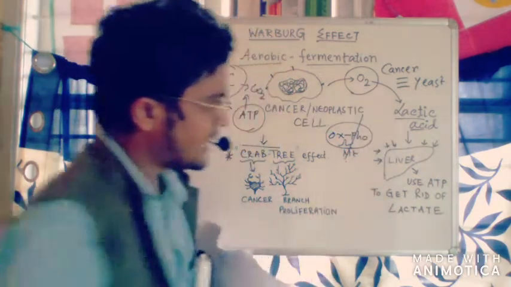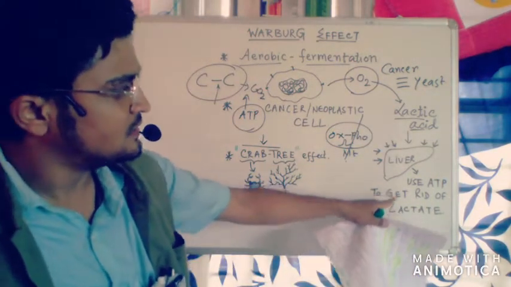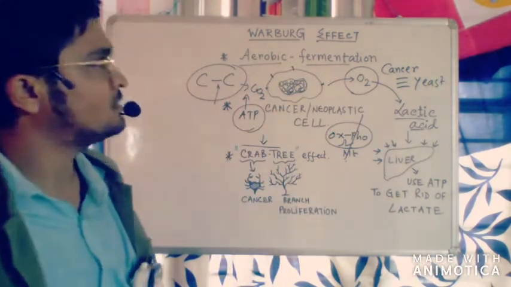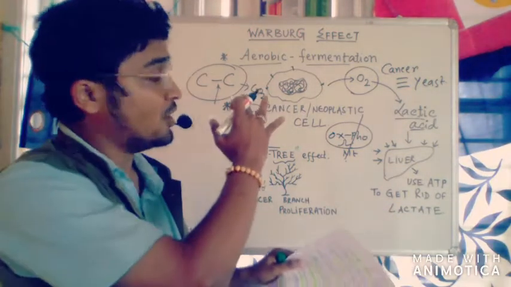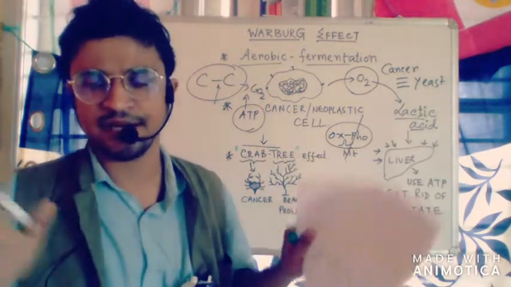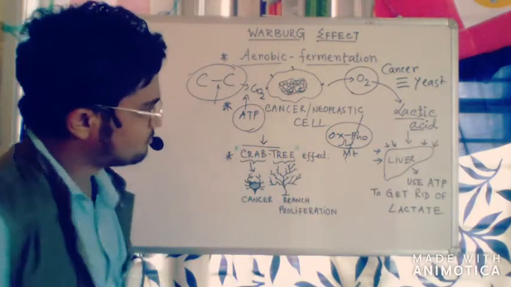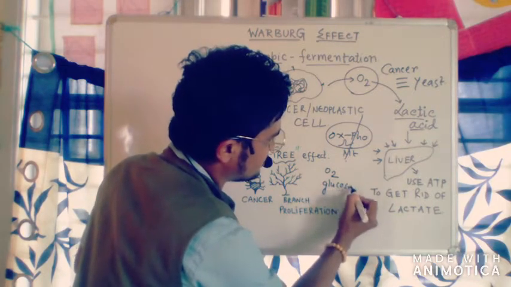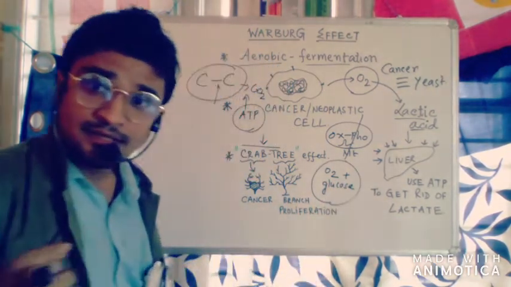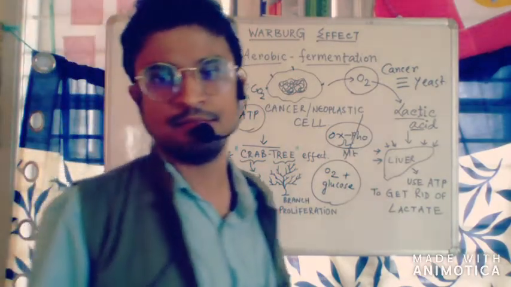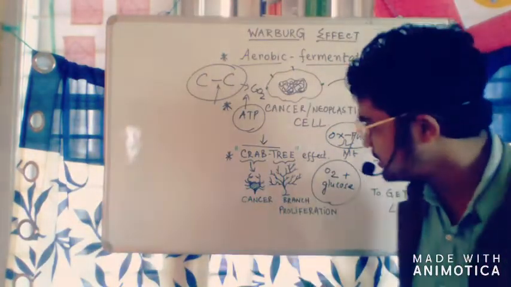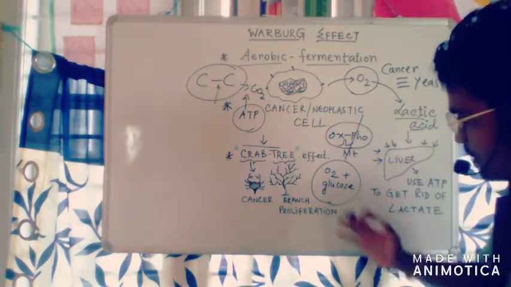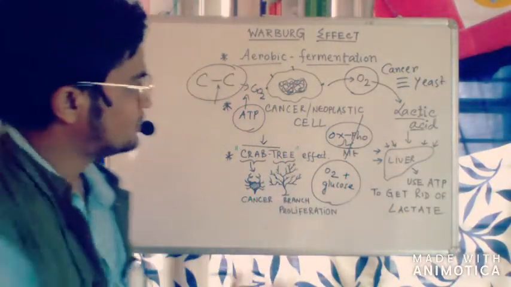Now what will happen? This lactic acid will go to the liver, and the liver will use ATP to get rid of the lactate. So that is the entire pathway of the Warburg effect, where fermentation takes place in the presence of oxygen. That is a simple definition. But in the Crabtree effect, what happens? You have oxygen and you have glucose. The experiment was done in the yeast Saccharomyces cerevisiae. They found that the presence of glucose and oxygen triggered the production of ethanol in the yeast cell.